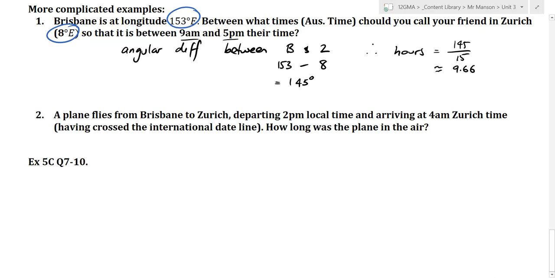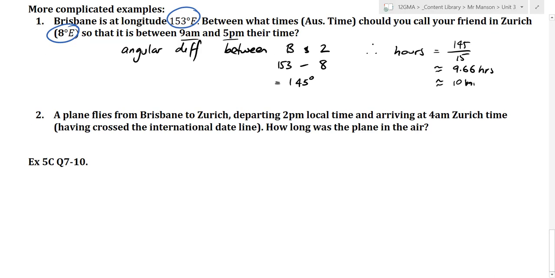Hours will equal 145 divided by 15, which is approximately 9.66 hours. Now, last lesson we discussed the fact that time zones are done hourly. There are some half-hour time zones, but not many. Mostly they're hourly. So those hourly time zones imply that when we get to here, we probably should be considering rounding to an hourly time zone. So again, keep that in mind. So we might say this is approximately 10 hours.